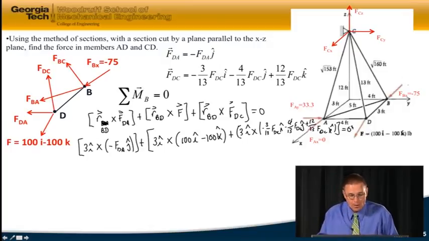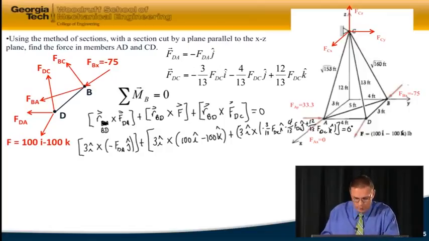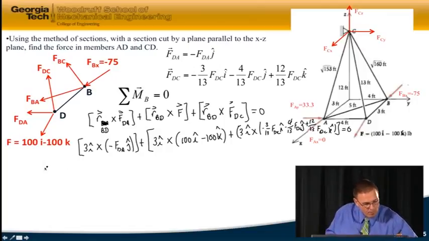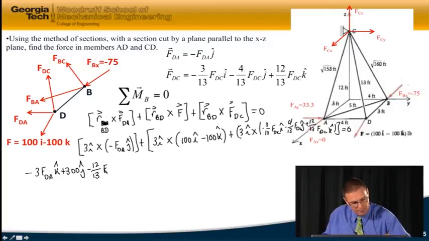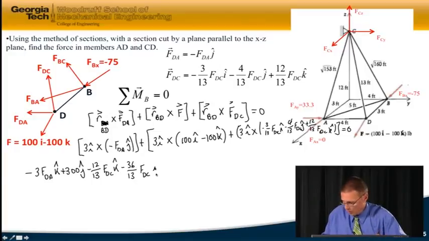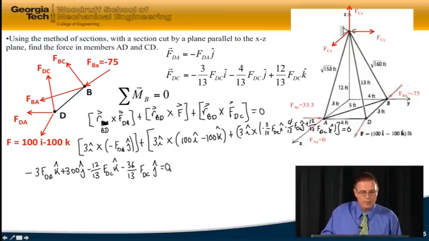And if you do those cross products, you should come up with minus 3 FDA K plus 300J minus 12/13 FDC K minus 36/13 FDC J. So there's my equation of equilibrium. And so the next question is, where would you go from here? What do you think you should do? Try it. Go as far as you can.